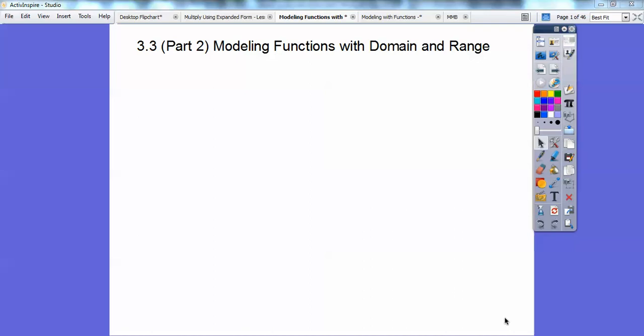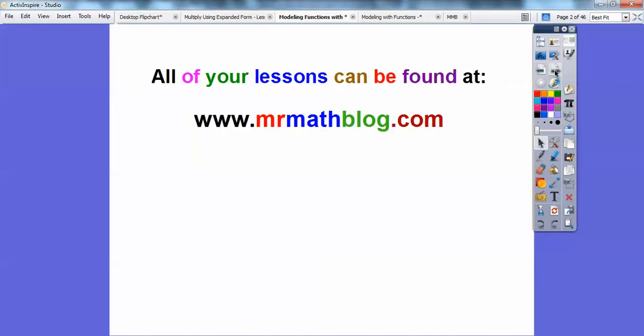Questions and talks about the appropriate domains and range. Remember, domain is input and range is output. And domain is typically your independent and your range is your dependent. So that's what we talked about in the last lesson.